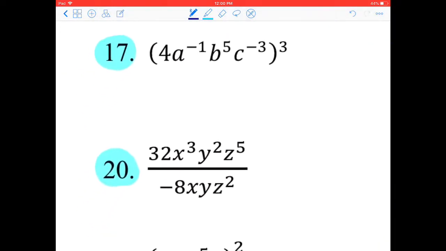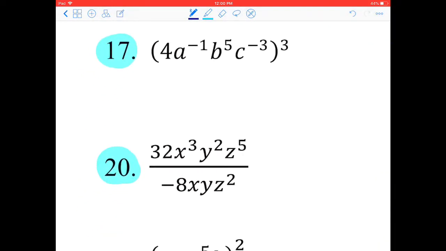17, we're doing the odds. There is a problem like 17 on your quiz, almost identical. The only difference is the numbers, but the way you do it is exactly the same. So when you have negative exponents, I would multiply them first, and then we'll move them at the end.